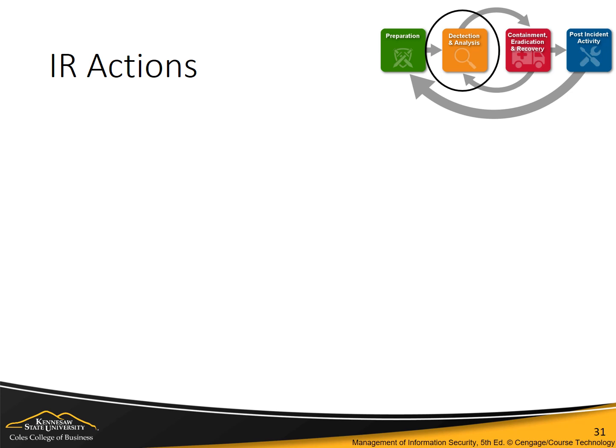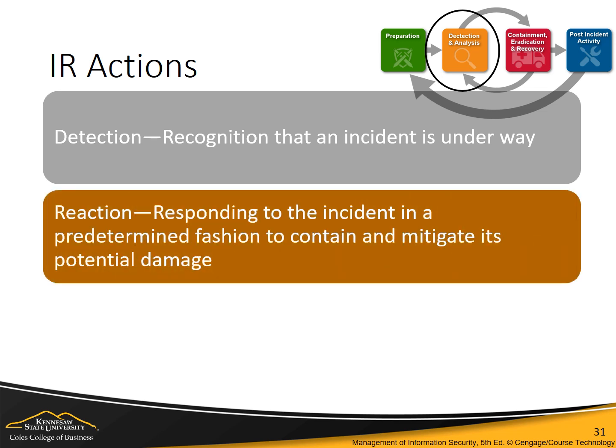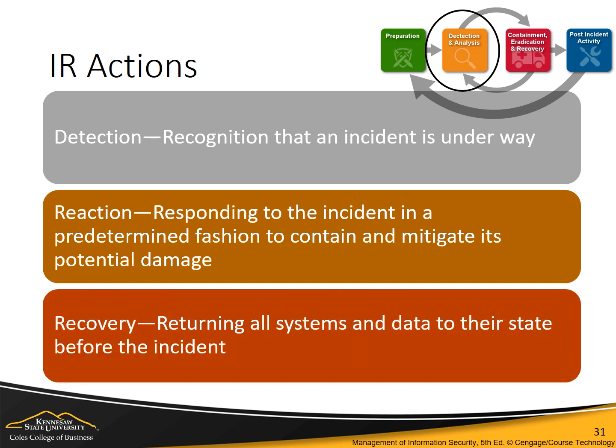The incident response plan outlines 3 main actions. First, detection is required as quickly as possible, obviously, to recognize that an incident is underway. Lack of detection can lead to even more severe damage to the organization's information assets. Reaction is responding to the incident in a predetermined manner with all those plans you've developed to contain and mitigate its potential damage. And after detecting and reacting, the organization should return all systems and data to their natural state before the incident during the recovery phase.